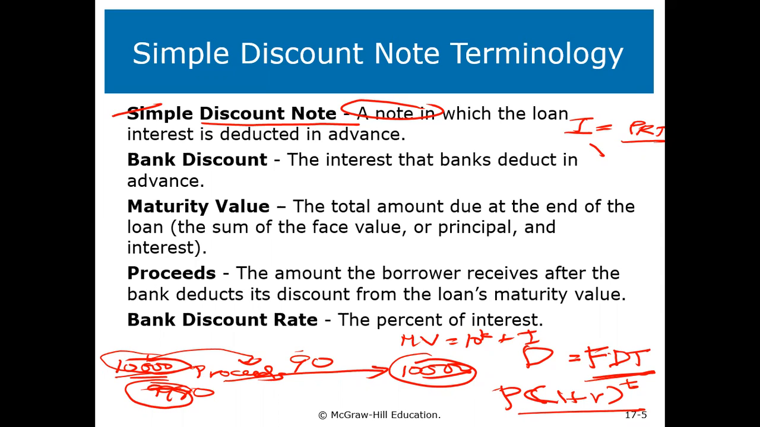Okay? So, from the perspective of the borrower, syempre mas maganda yung simple interest. From the perspective of the lender, mas maganda yung simple discount. Okay? Kasi syempre, makukolekta na kagad niya yung interest. Okay? And the bank discount rate is simply the percent of interest.